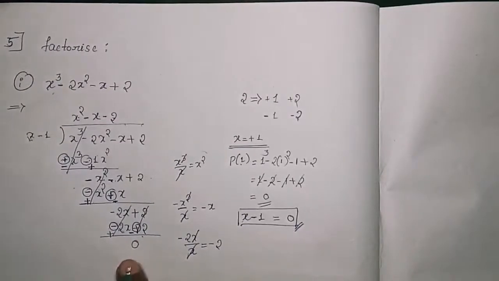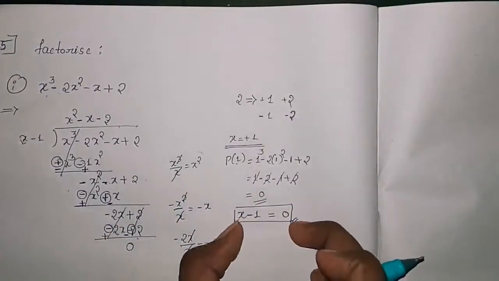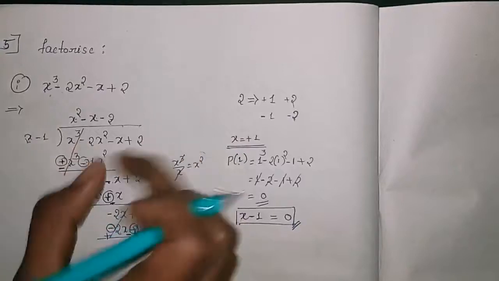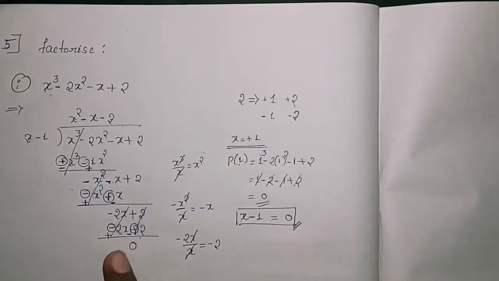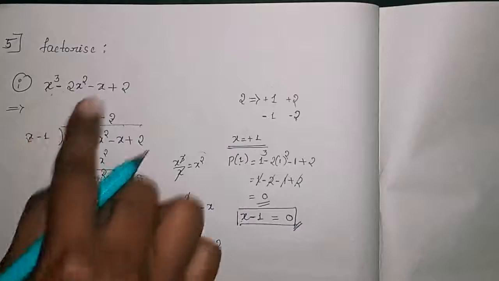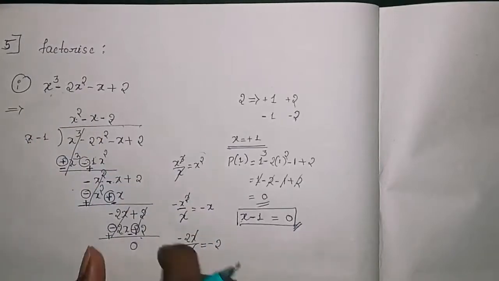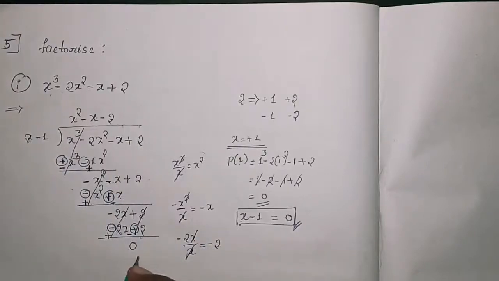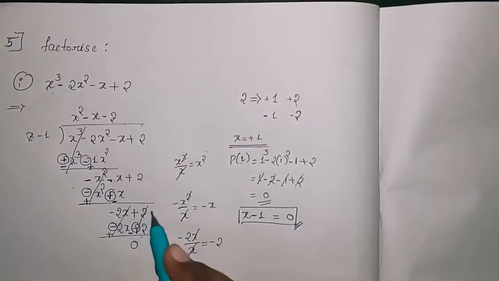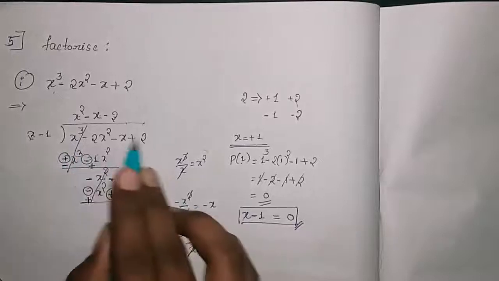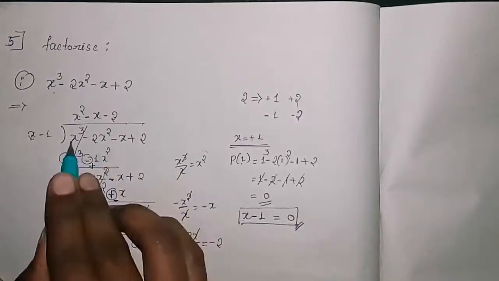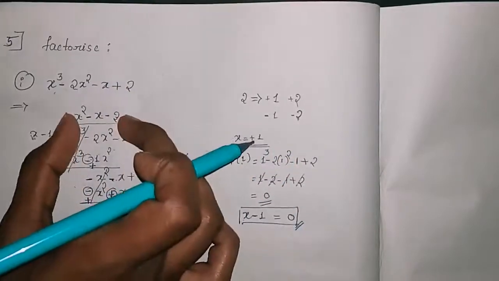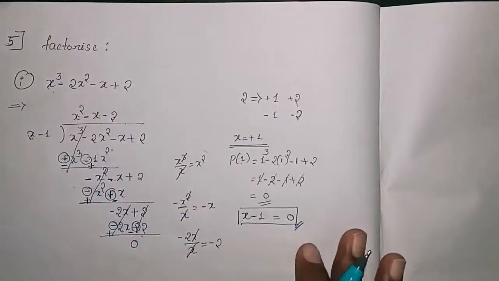Why did the remainder come 0? Because we have found that x minus 1 is a factor of this term. Yes. So hence the remainder came 0. This is one factor of this term. So we have to prove that. This is the trial and error method and we have to prove it. So from this you got one factor. Whatever polynomial equation we had, that was degree 4, and we divided and we got now 3 terms. That is our quotient term.